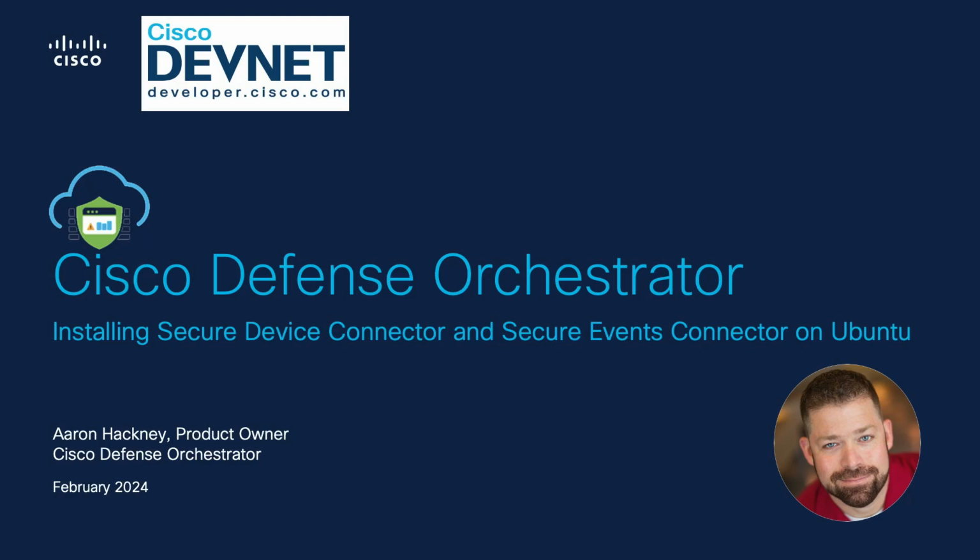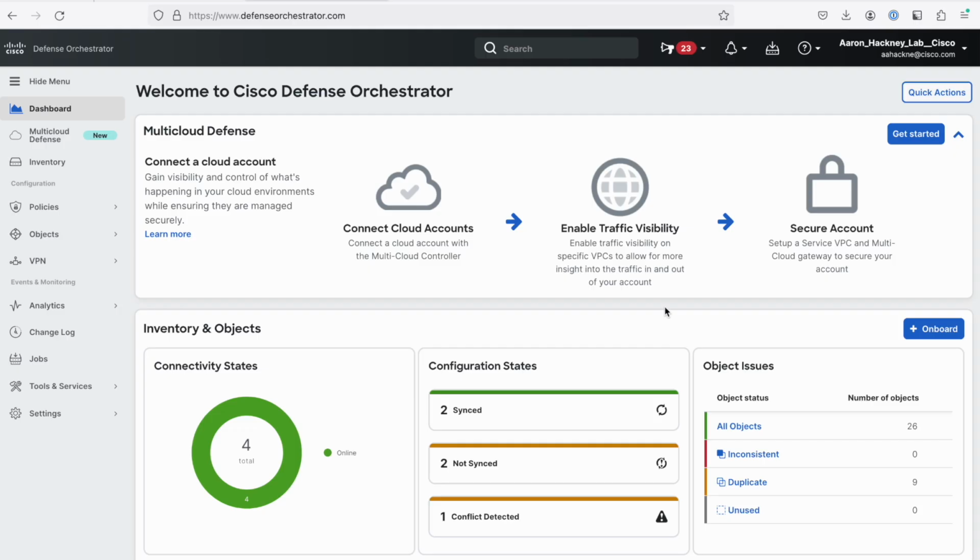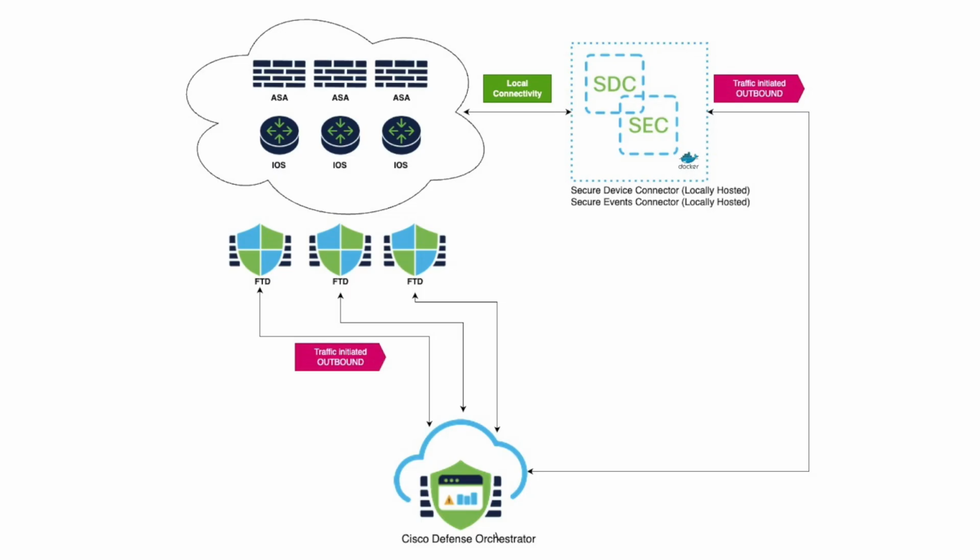And today I'd like to do a quick demonstration on how to install the secure device connector and secure events connector on your own Ubuntu system. The SDC and the SEC are used to connect legacy systems like the ASA and iOS devices that don't understand cloud connectivity or CDO connectivity.